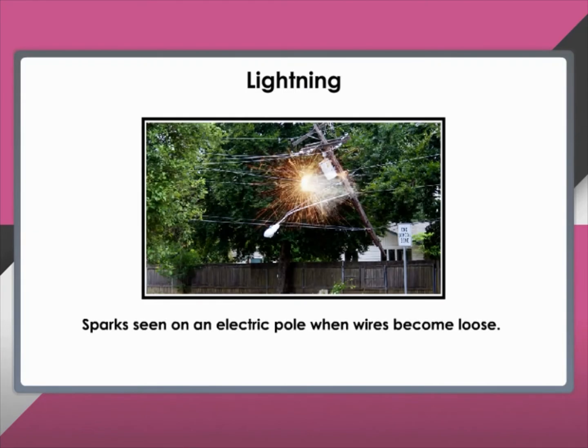We have seen sparks on an electric pole when wires become loose. This phenomenon is quite common when a wind is blowing and shaking the wires. You might also have seen sparks when a plug is loose in its socket. Lightning is also an electric spark, but on a huge scale.